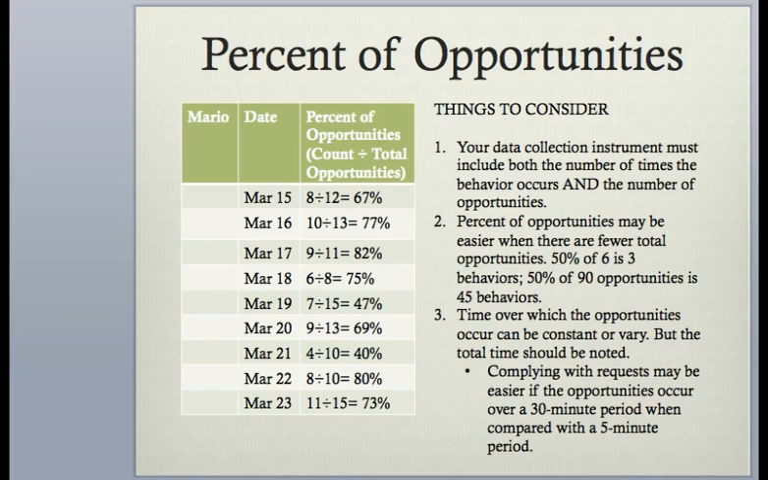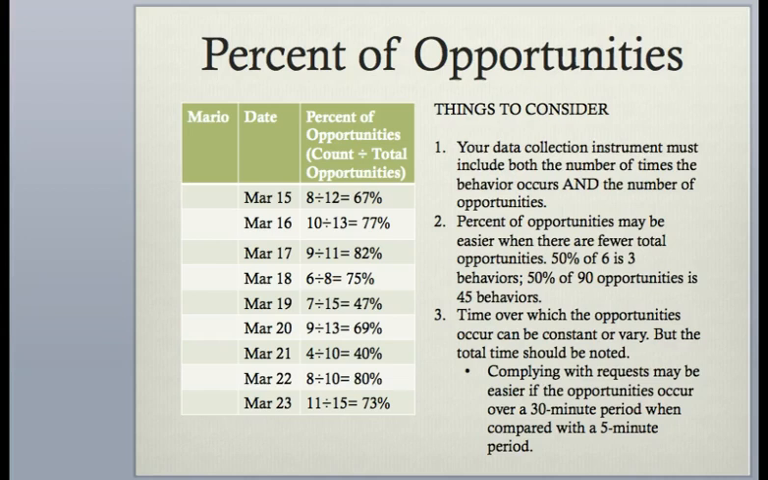So these are the kinds of things you might want to take notes on and keep track of the number of opportunities. The time over which the opportunities occur can be the same. It can be in the same 50-minute class period, or it could vary. Maybe one day you're there for an hour, and maybe another day you're there for 3 hours. But the total time should be noted. You should keep track of how long you were there and how long the observation lasts. Complying with requests may be easier if the opportunities occur over a 30-minute period than if they occur over a 5-minute period. So there are some notes that you need to take and keep track of.